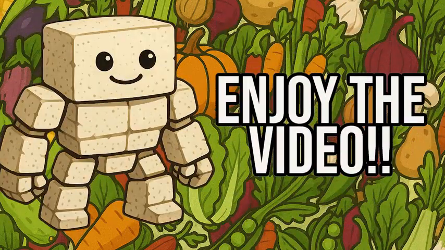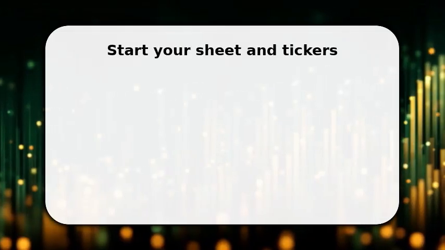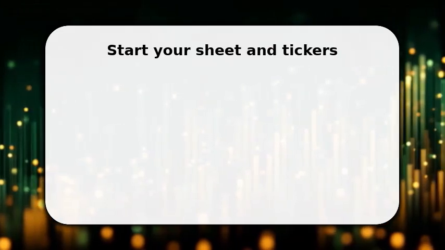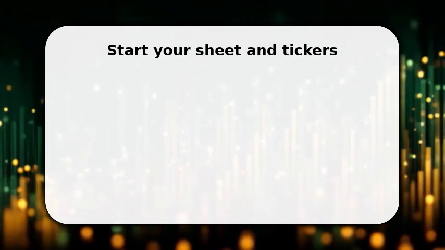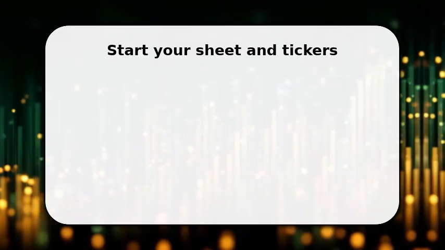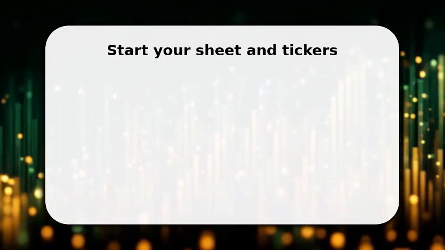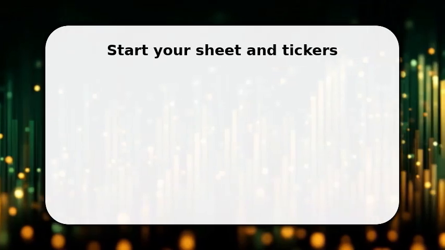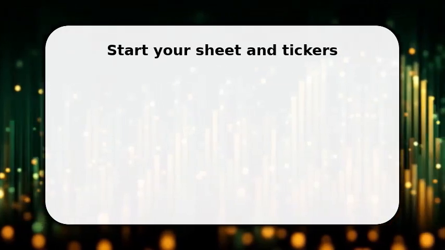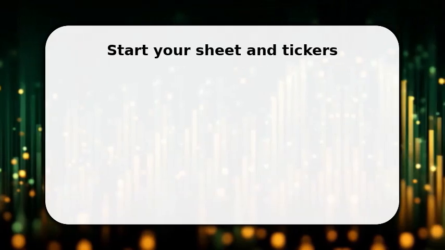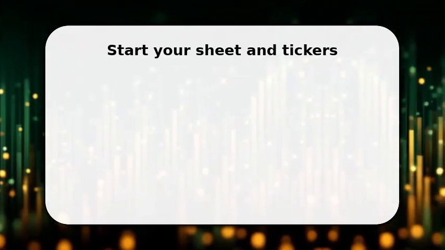Please enjoy the video. You begin by creating a new Google Sheet and naming it for this portfolio. Once done, add clear headers in row 1: ticker, shares, cost, price, value, change %. Next, enter each stock symbol in column A using uppercase tickers like AAPL. Make sure to keep duplicates out and use one row per holding.